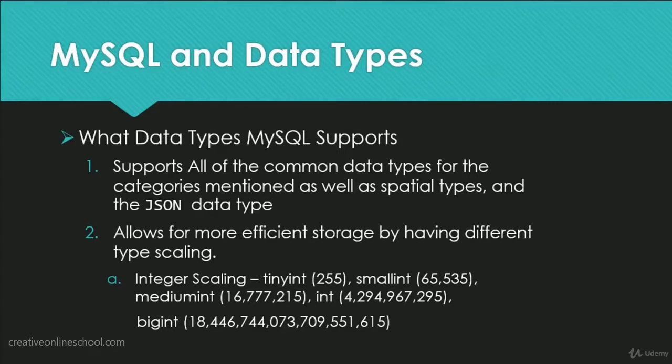An example of this can be seen in the different scales for integers, which range from the tiny int with a max number of 255 all the way to a big int, which can store numbers of over 18 quintillion. This allows you to only allocate as much space as you will actually need.